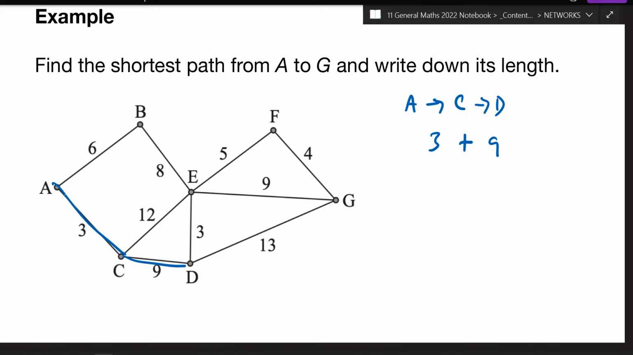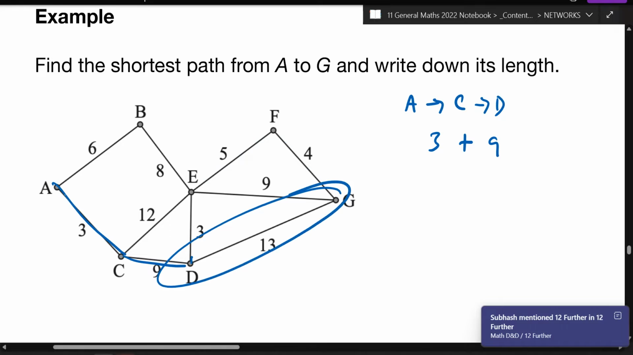Okay, and then I could go, have a look, I can go straight to 13. That's a really high value, isn't it? I could go up to E, then to G, because that will only give you 12, which is shorter. But I could also go D to E, E to F, and then F to G, because that also gives me 12. Okay, so this way is really, really long, so you probably don't want to go that way.